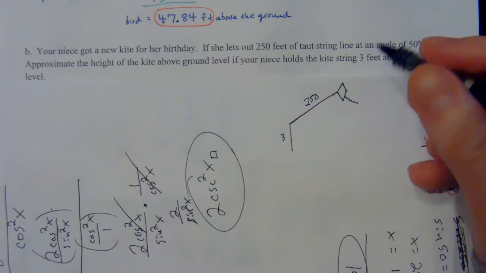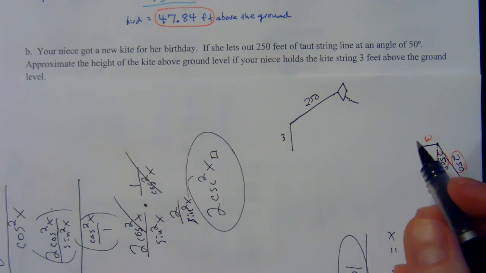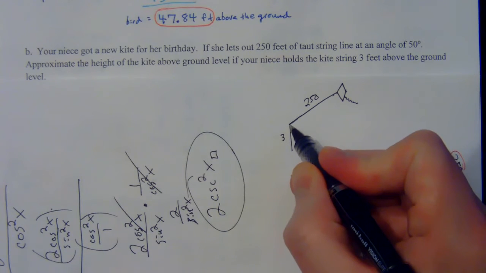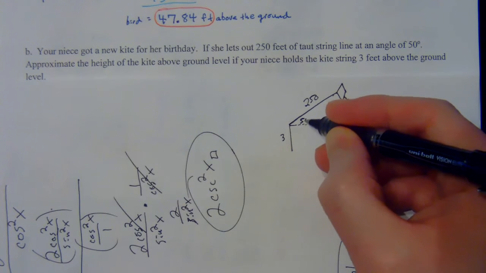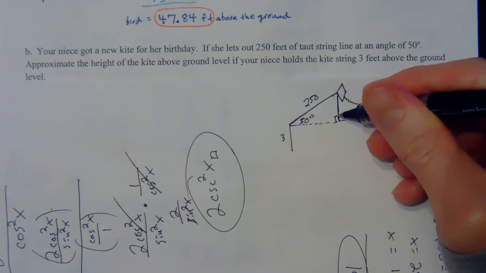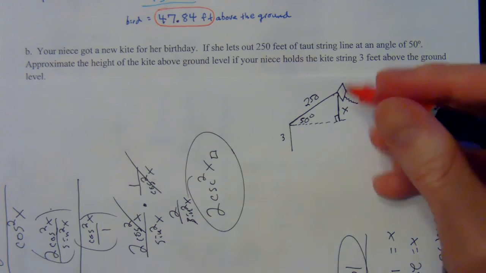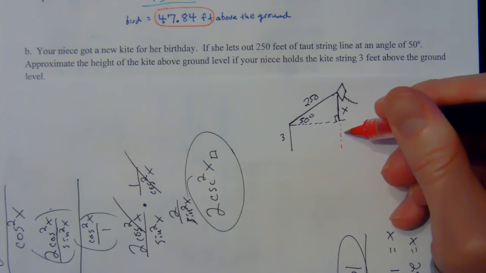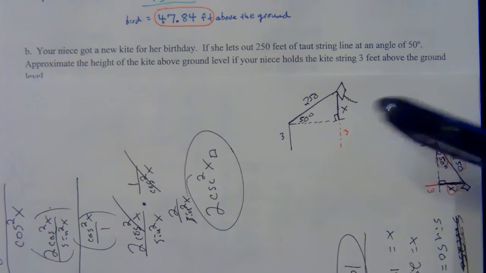So then it wants to approximate the height of the kite above the ground level. And it says that this angle, her angle of elevation as she's standing there looking up, is going to be 50 degrees. So I'm going to call this X. And that's not the whole way across the ground, which means I'm going to add in this 3 feet after I get that X. So do basic SOH and then add in the 3.